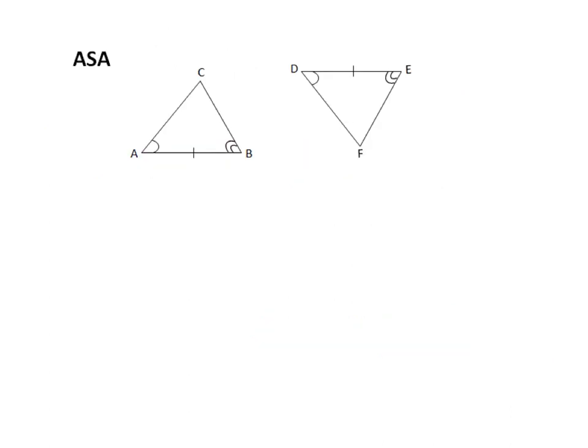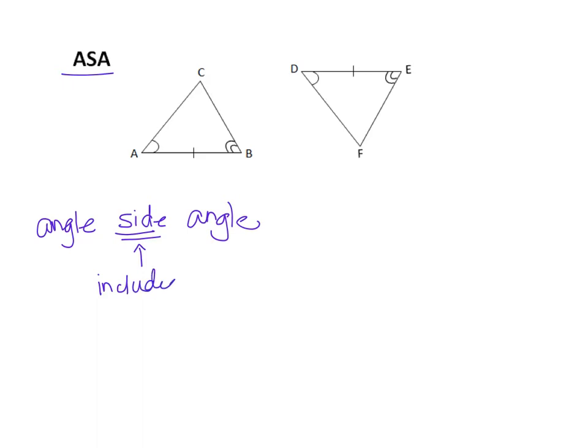All right, here's our third way to show that triangles are congruent, ASA, but you can guess what it stands for. Angle, side, angle. Now, do you see how this side is in between the two angles? That means that it has to be an included side. So it has to be the side in between the two angles that are congruent. So let's look at our triangles and list off our congruencies.